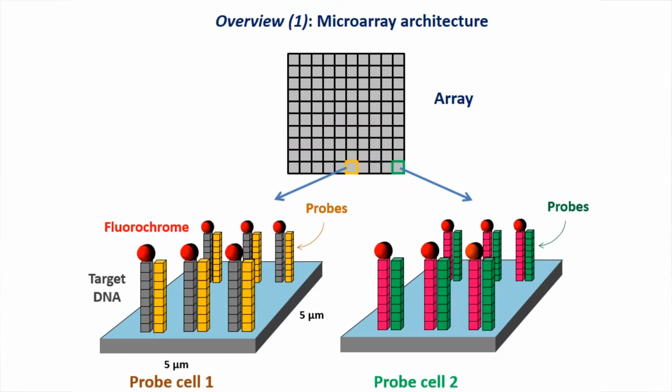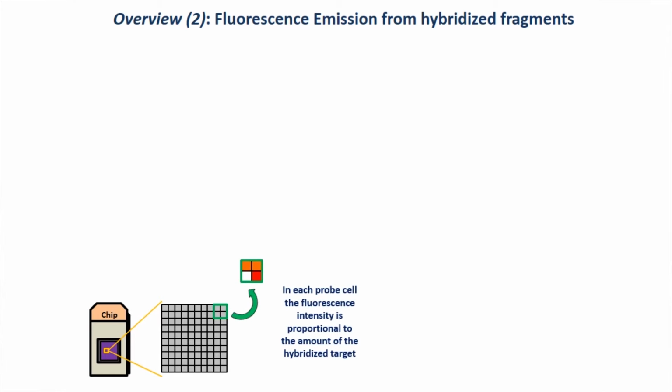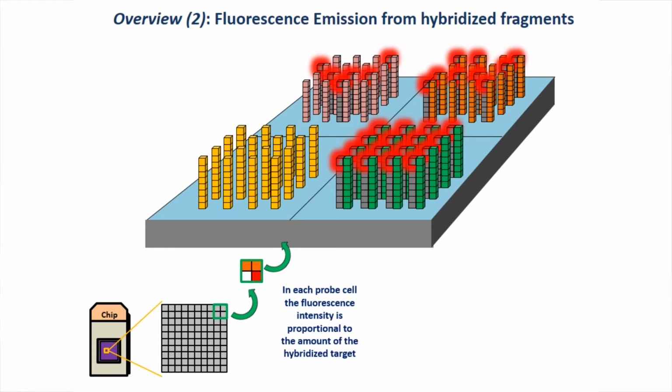After hybridization, the unbound target is washed away, and the position on the array of the hybridized target and its fluorescence intensity are revealed by a laser-based fluorimetric scanner.